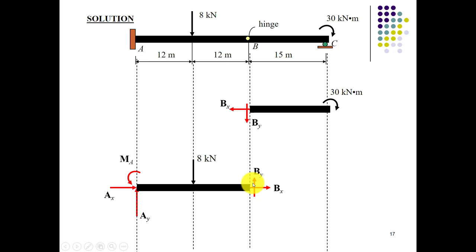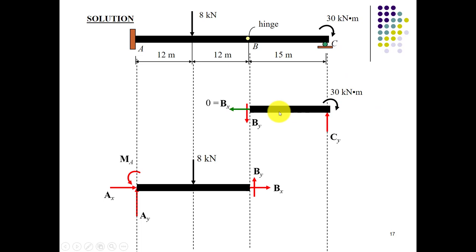It would be transformed into the value of Bx and By over here with the opposite directions. So you can calculate the reactions in case of this span. You have Bx equals 0 because of no horizontal force acting. So in case of only a moment acting, you will determine the By and Cy.